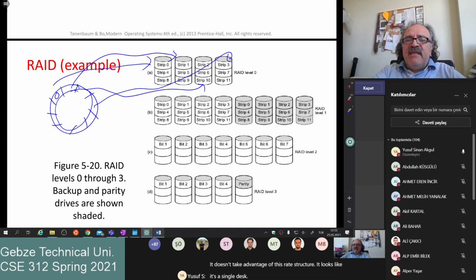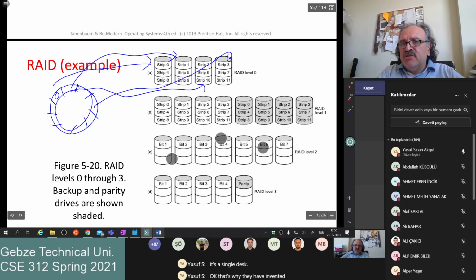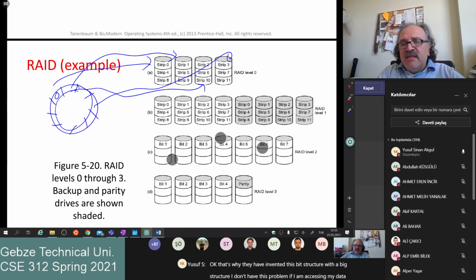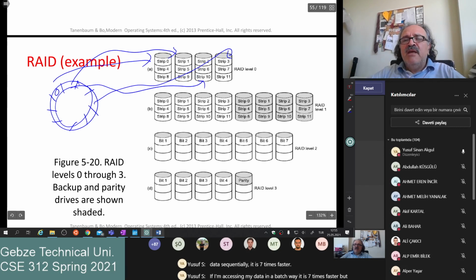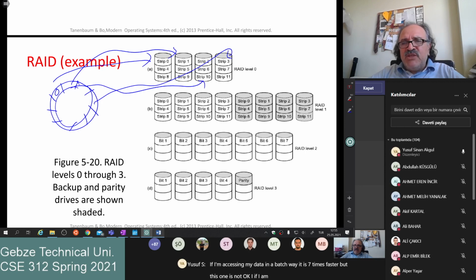That's why they invented this bit structure. With the bit structure, I don't have this problem. If I am accessing my data sequentially, it is 7 times faster. If I am accessing my data in a batch way, it is 7 times faster. But this one is not. If I am accessing my data in a batch way, it is fast, but if it is sequential, it is not that fast.